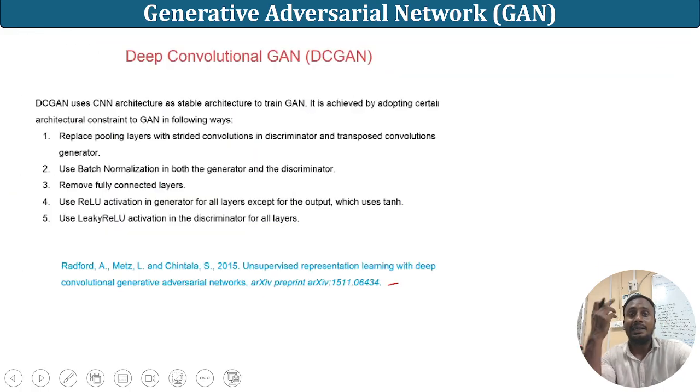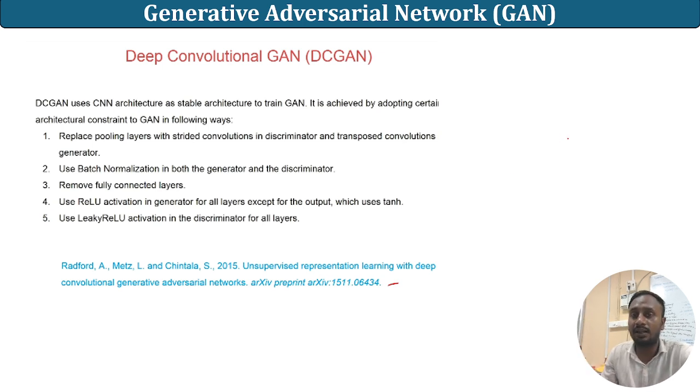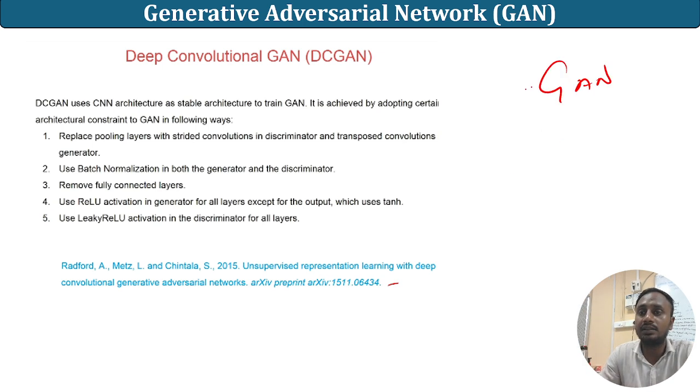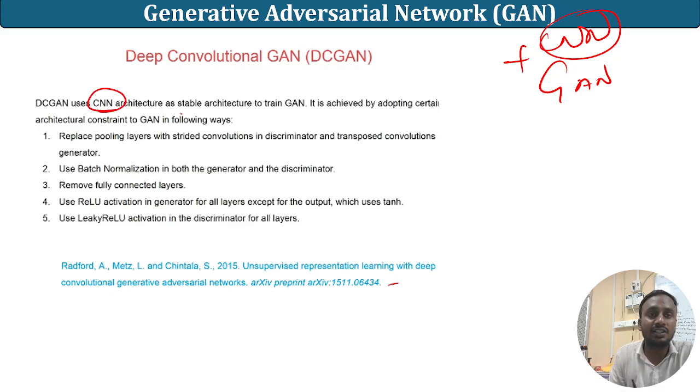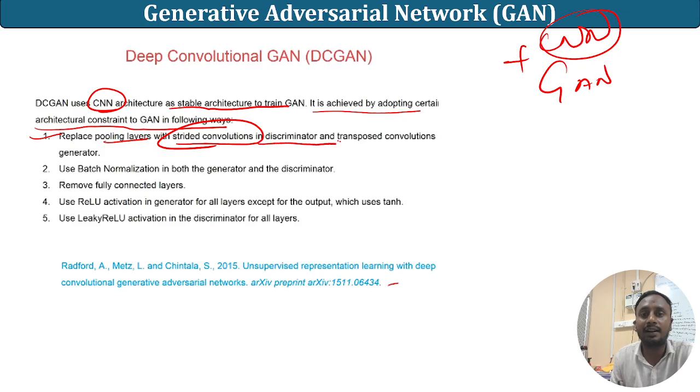So now we'll come to the DCGAN. Again, it is similar: GAN plus CNN. DCGAN uses a CNN architecture as a stable architecture to train GANs. It achieves this by replacing the pooling layer with strided convolution in the discriminator and transpose convolution in the generator. It's similar to what we used for the CNN, but it replaces the pooling layer with strided convolution in the discriminator and transpose convolution layers in the generator.